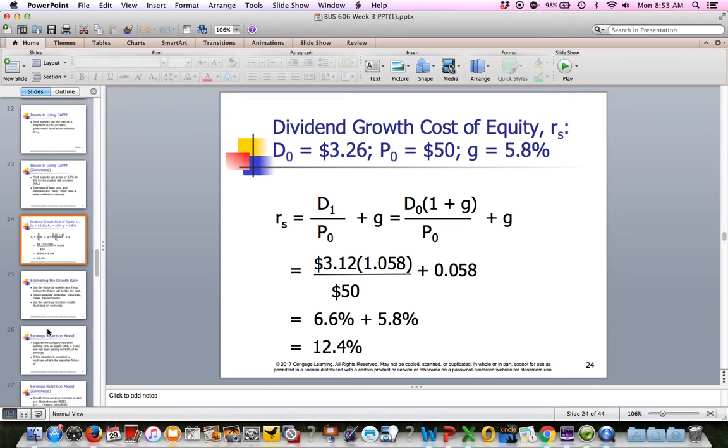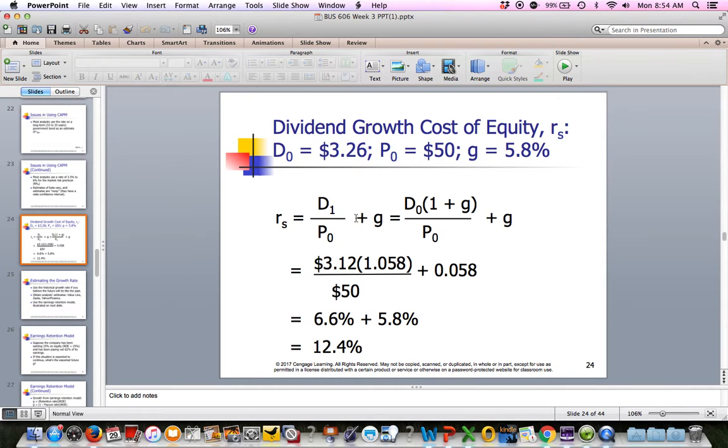You could use that. Here's the dividend growth model, that R sub S equals D1 divided by P0 plus growth. Here's how I'd figure that one out too. So this only works if a company pays a dividend. I want you to notice though what this says. D0 is 3.26, so a dividend today is $3.26. But look at the formula here.